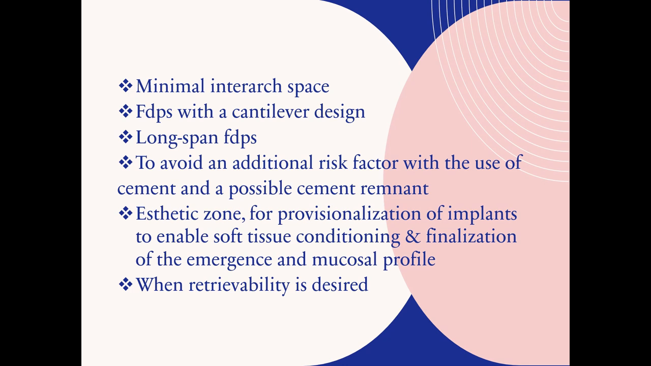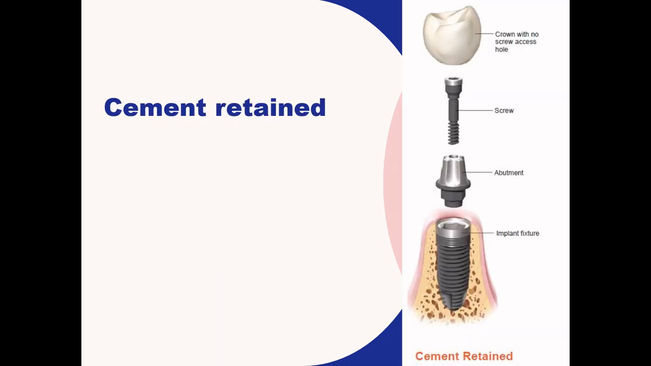But one thing to take care is implant must be placed in a prosthetically ideal position with the screw hole of the implant crown below the incisal edge in order to facilitate screw retention. Next is the cement retained restoration, where the restoration is cemented or bonded to the abutment just like a conventional crown is bonded to the tooth.